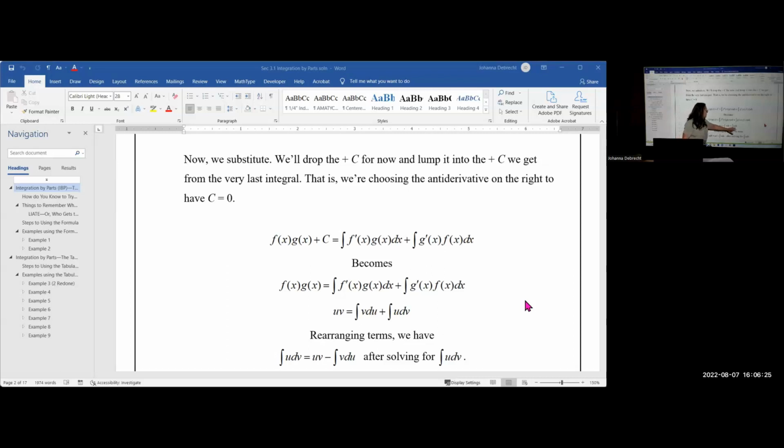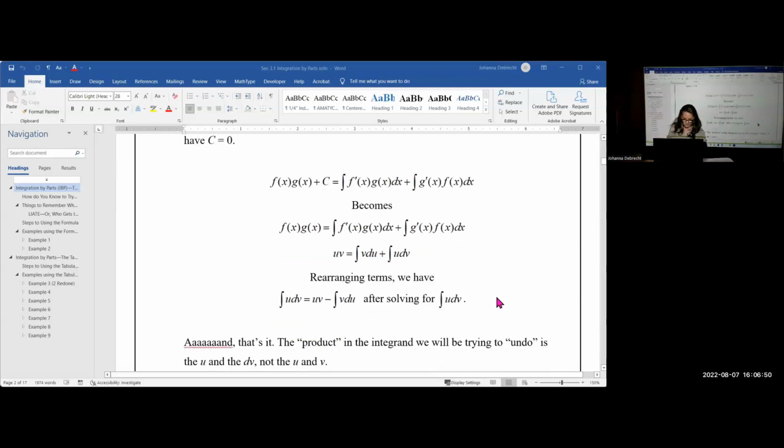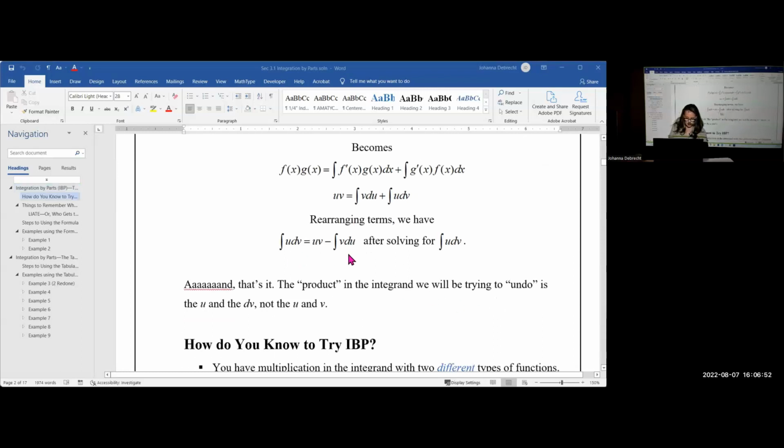So what we're going to do now is we're going to rearrange the terms on both sides. And we're actually going to solve for this u dv. So we're going to subtract the integral of v du from both sides. So after we do that, we end up with the integral of u dv equal to uv minus the integral of v du. This is the theoretical formula for integration by parts. That's it in a nutshell right there.